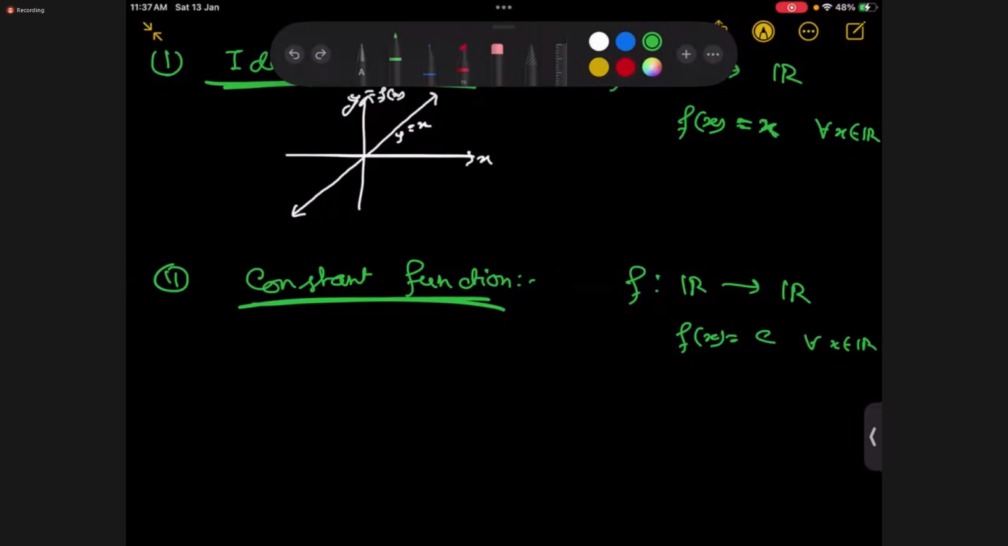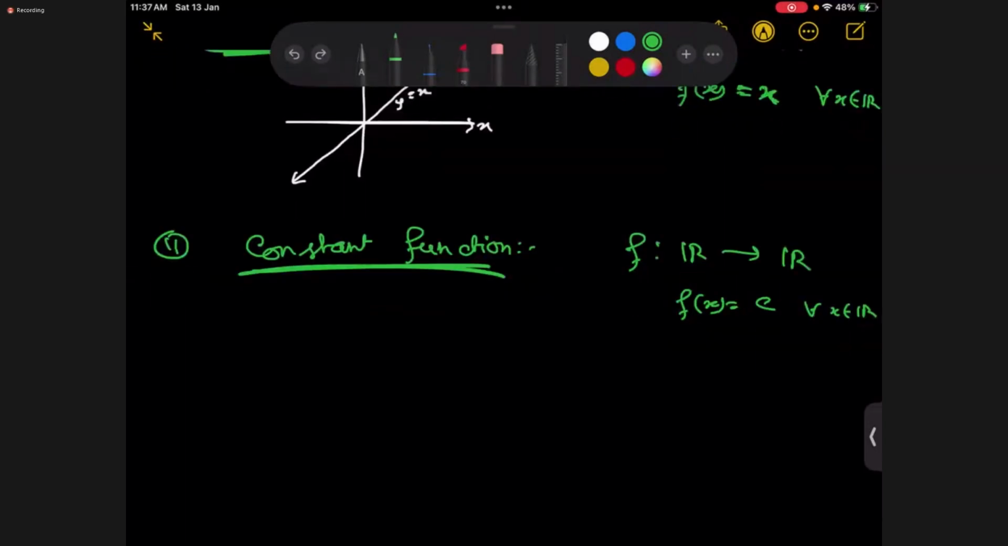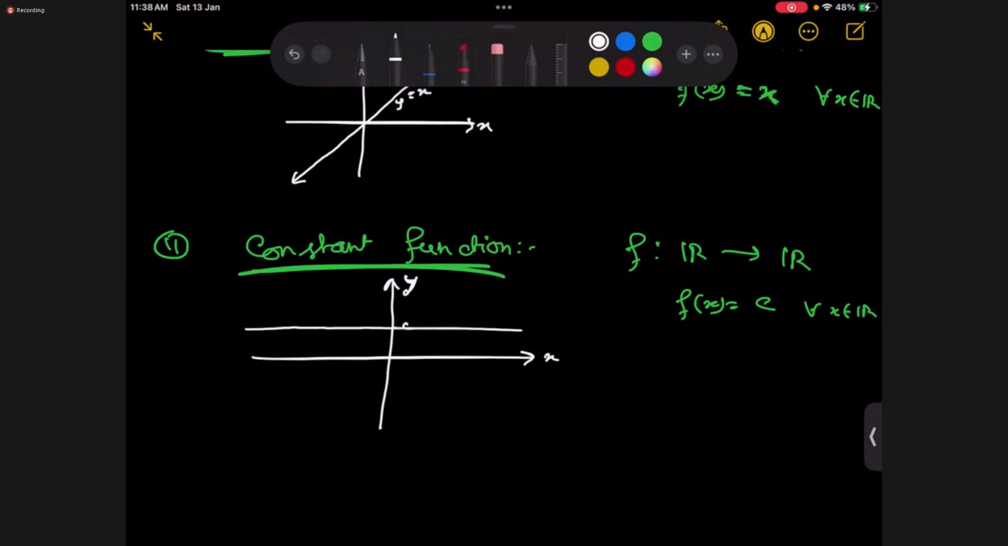So what will be the graph of this function? The graph of the function will be like this. This is our x, this is our y. Suppose that c is here, so the graph will be like this. This is the line y equals c. This is the graph of the function.